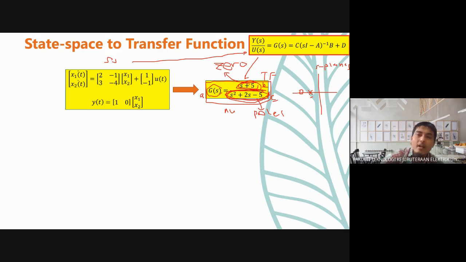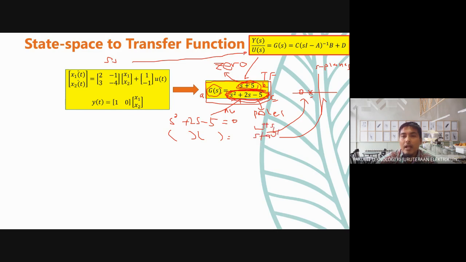So let's say if I ask you, how about the stability of this system? You just need to look at the C equation, S square plus 2S minus 5 equal to 0, and then factorize it and see whether the pole is on the left hand side or the right hand side. If it is on the left hand side, stable.